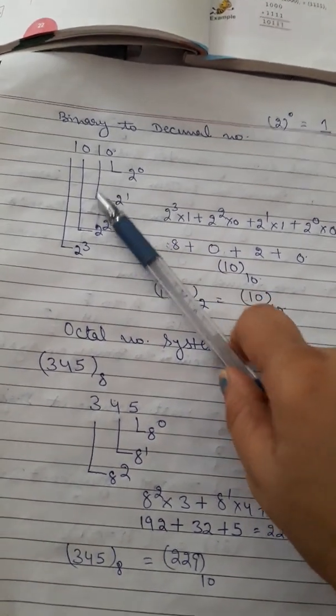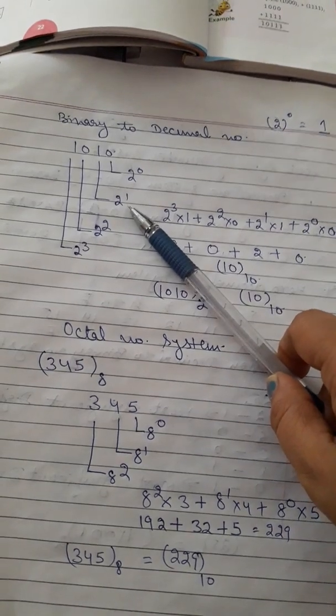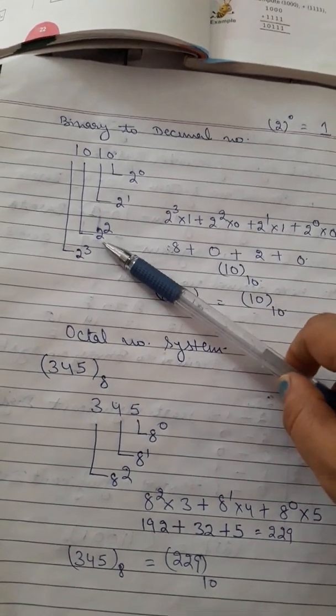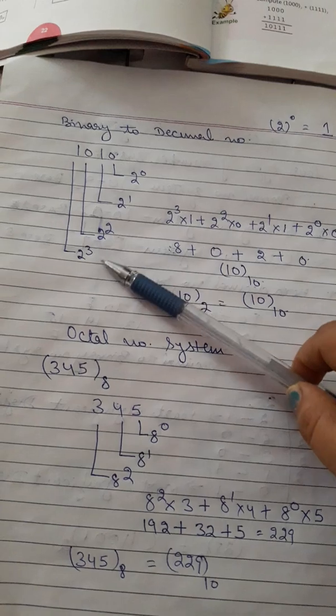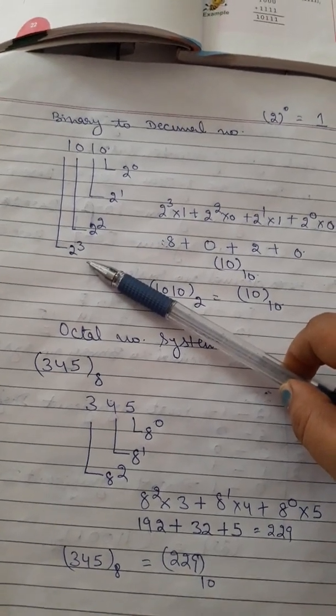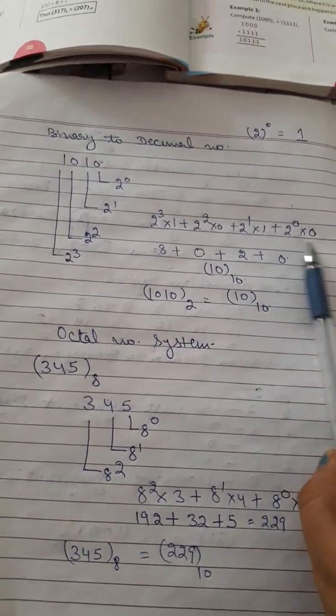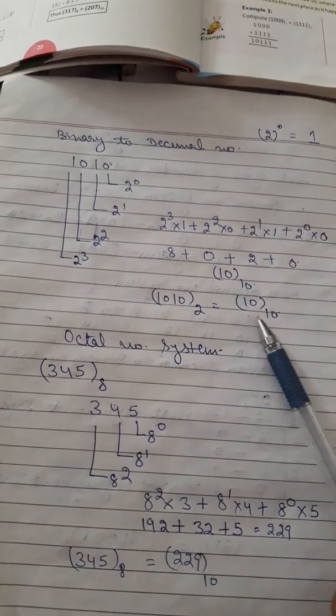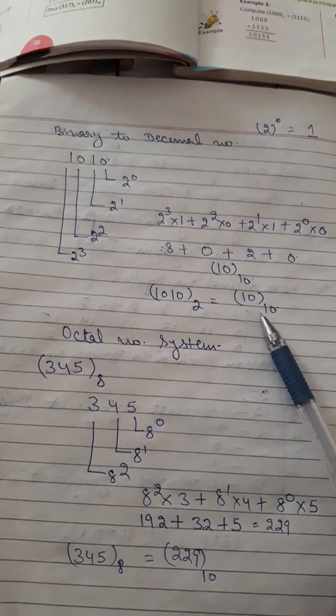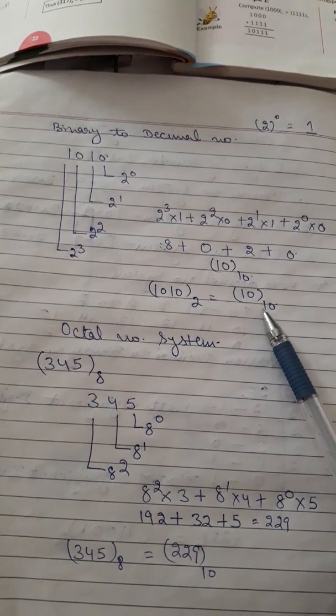Our next digit, then here is 2 raised to power 1. And next is 2 raised to power 2. And next is 2 raised to power 3. Okay, then solve this and then calculate. After calculation we get here 10. This is our decimal number.